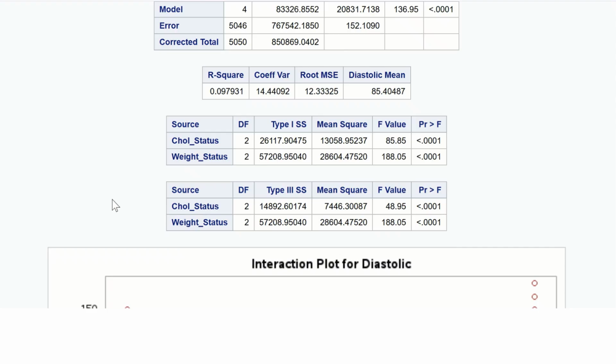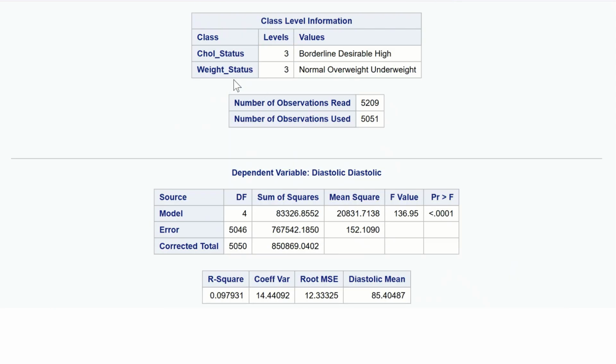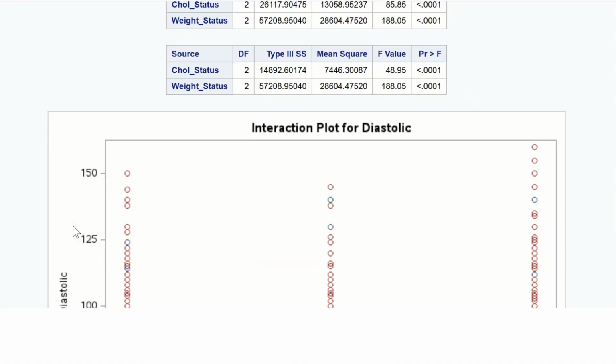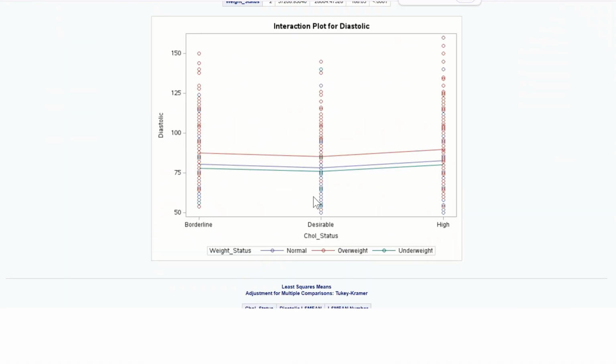Next, it is calculating the p-value for the overall model, and we see that type 1 and type 3 both have p-values below 0.05. In fact, it is less than 0.0001. The difference between type 1 and type 3 is that type 3 checks individually and type 1 sequentially. But in any case, both of them are below 0.0001, meaning that both these variables contribute significantly to the diastolic blood pressure. Next visual is very cool.